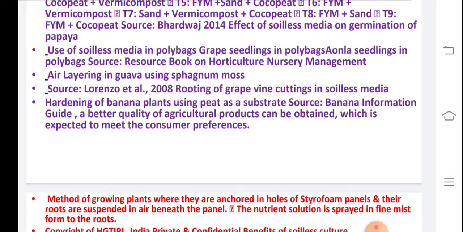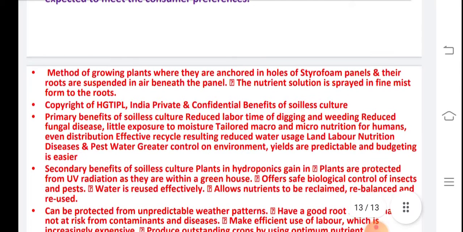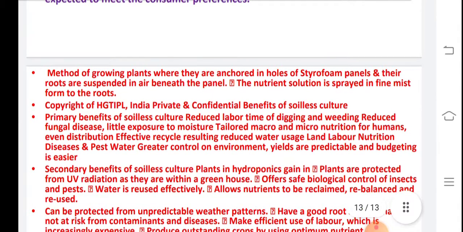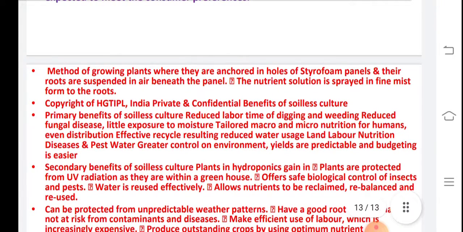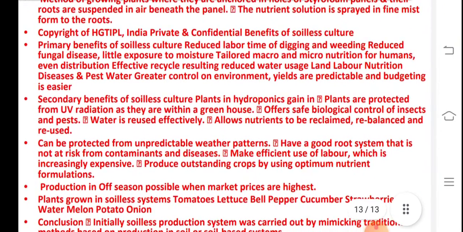Hardening of banana plants: we know the seedlings are prepared, so this hardening is generally done by the hydroponic technique, right? Then there are different methods, and benefits of soilless cultures are there. So remember all these techniques and the importance of hydroponics, right?